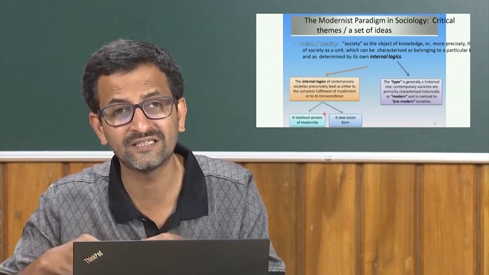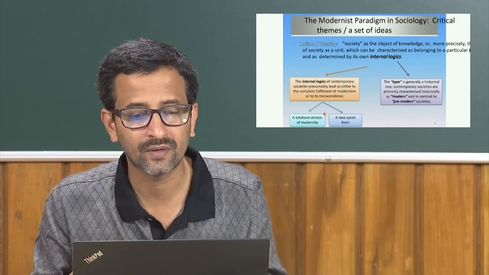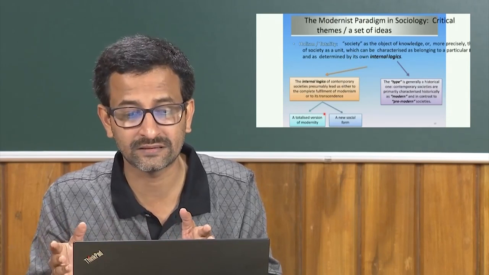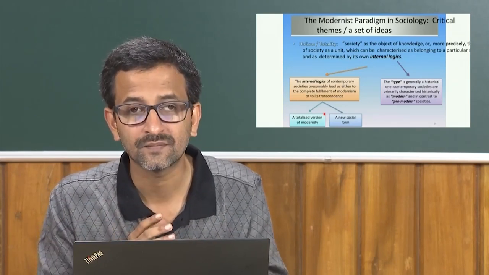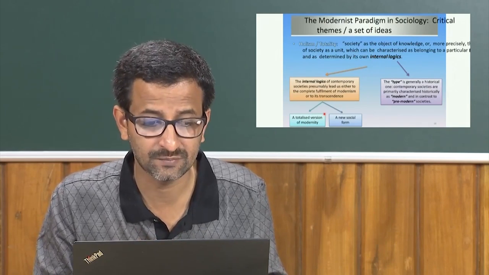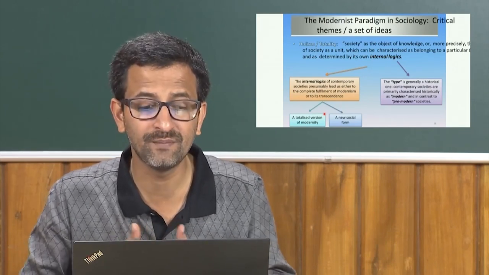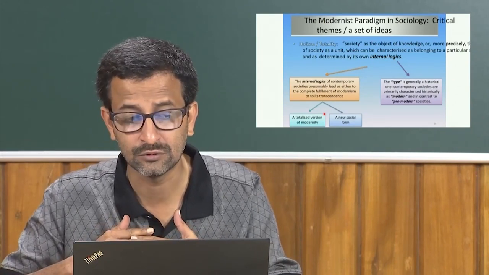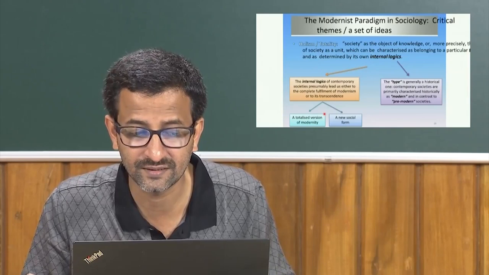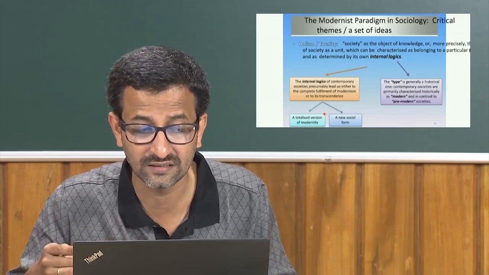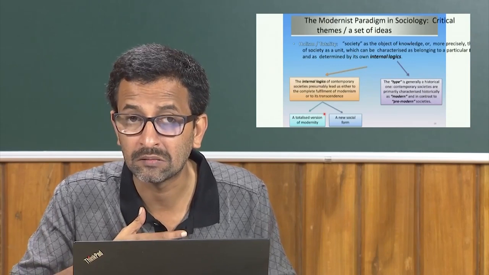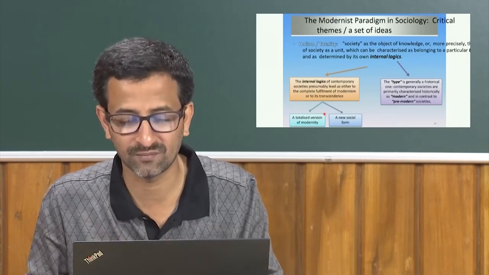The type is generally a historical one, historically conditioned, on the basis of which we say contemporary societies are primarily characterized historically as modern, in contrast to pre-modern societies. And the internal logics of contemporary societies presumably lead us either to the complete fulfillment of modernism, which leads us to a totalized version of modernity, or, if the internal logics lead us to its transcendence, if contemporary societies undergo transcendence, then a new social form is arrived at.